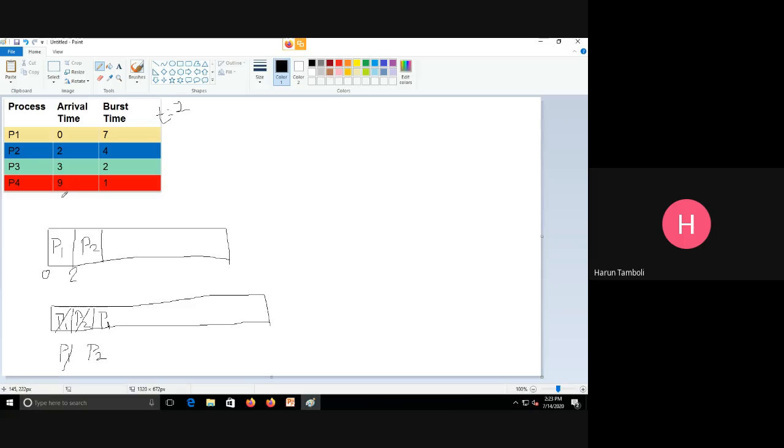After 1 second P3 arrives, and after P1, P3 will be scheduled in the ready queue. Now after 4 seconds, P2 will be removed from the CPU and come to the ready queue, and P1 will get the CPU.